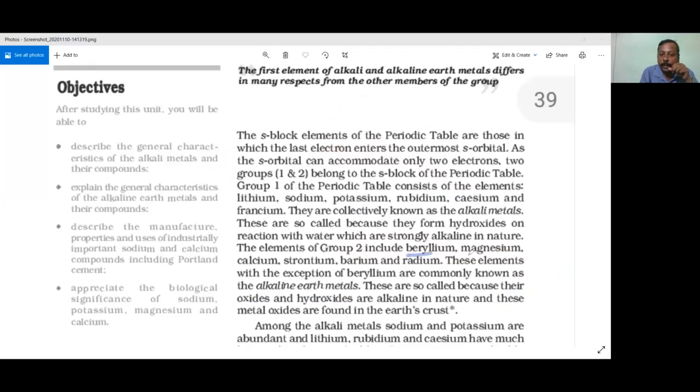Same way, group 2: beryllium, magnesium, calcium, strontium, barium and radium. With the exception of beryllium, wherever there is an exception, immediately put a star there. With the exception of beryllium, they are commonly known as alkaline earth metals, because beryllium has some non-metallic properties and is unable to produce a base. That's why beryllium is rarely called an alkaline earth metal. They are called so because their oxides and hydroxides are alkaline in nature and they are found in the earth's crust. Alkaline means basic, earth means found in the earth's crust. I think it is clear to all of you. Now let's see the next.